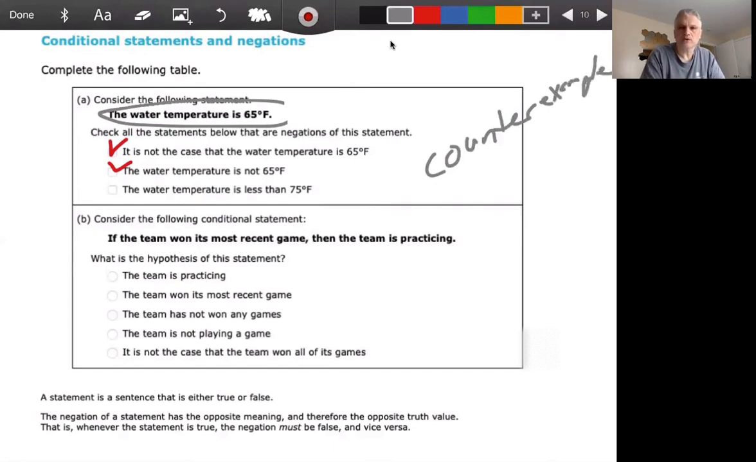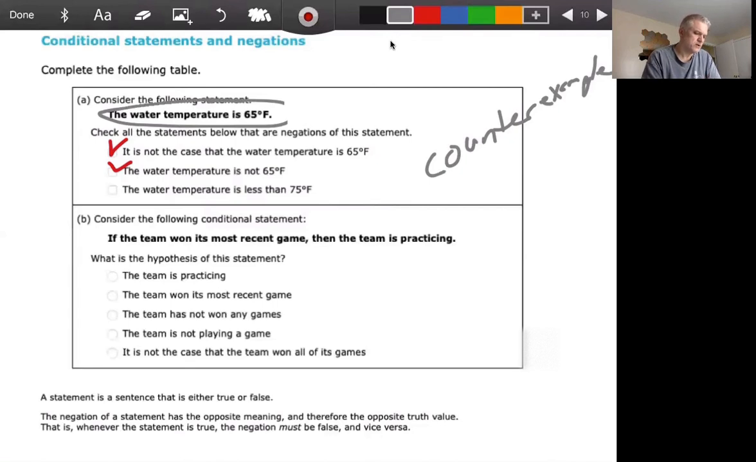Again, that word I gave you: counterexample. When you're debating someone or writing a persuasive essay, a lot of times you're going to want a counterexample, because if somebody says this is always true and you can come up with one time it's not true, you've got the counterexample. All right, let's look at this next conditional statement.